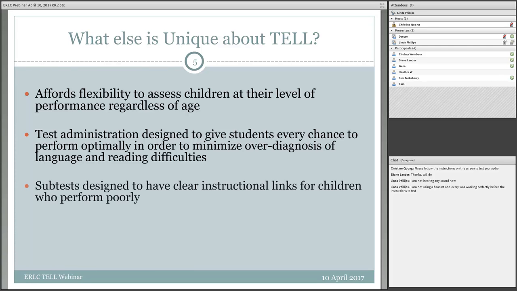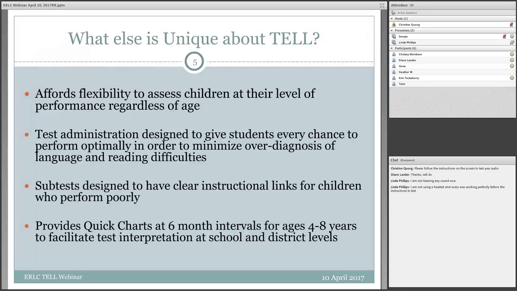And we must be careful to provide clear instructional links for children. We must be careful also not to overestimate or underestimate what children can do based on their age or gender. Some 3-year-olds can do better than some 8-year-olds. And some boys know more than we give them credit for. And some girls know less. We develop quick charts at 6-month intervals for ages 4 to 8 to facilitate test interpretation at school and district levels. Denyse will tell you more about this helpful feature.